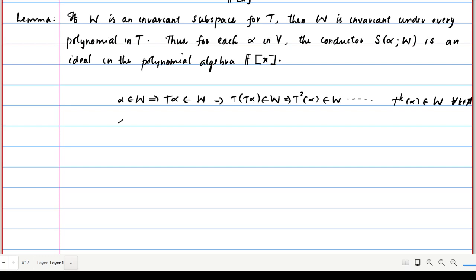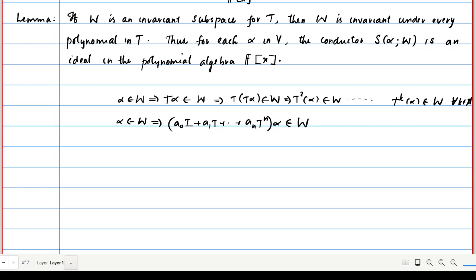Now you can easily get this: alpha belongs to W, then that implies a0 I plus a1 T plus etc. plus an T raised to n of alpha belongs to W as well, because a0 alpha plus a1 T alpha plus etc. plus an T raised to n alpha are all in W. Of course the first term is a0 I, and I of W is equal to a0 W, that is also in W. So everything will be in W.